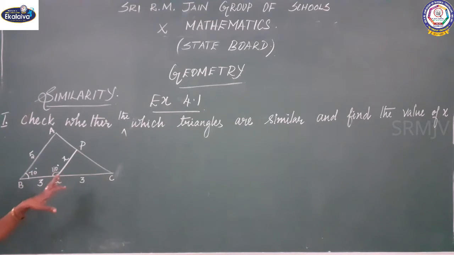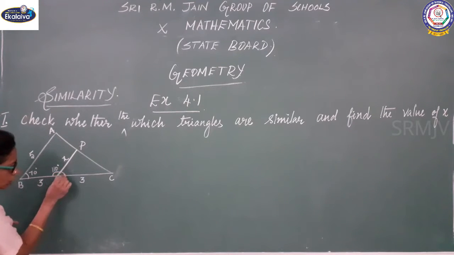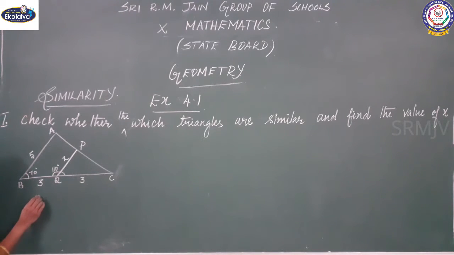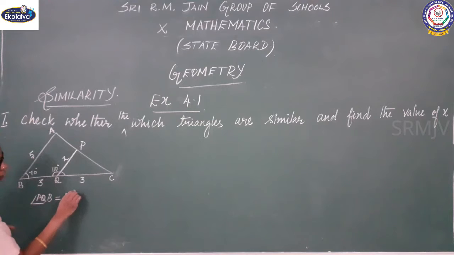First we should say the triangles are similar. Which triangles are similar? Triangle ABC, triangle PQC. See here, angle PQB is given as 110 degrees.